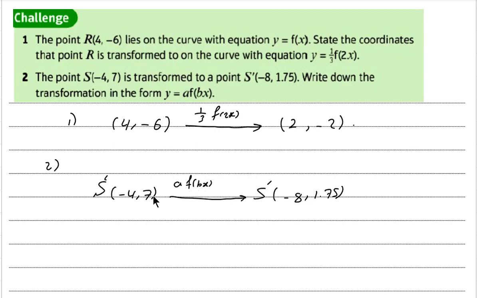For a, we should know that 7 times a should equal 1.75, or we can write it as, I think, 7 over 4, right? 7 over 4, which means that a equals 1 over 4. Very good. And for the value of b, we know that negative 4 times 1 over b should be negative 8. b here should be half, positive half.